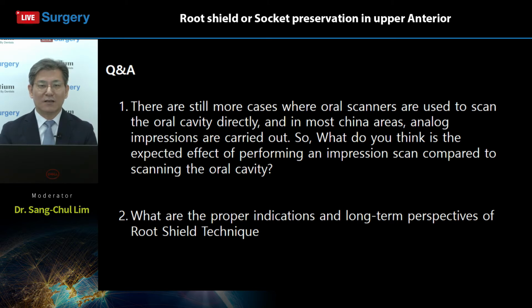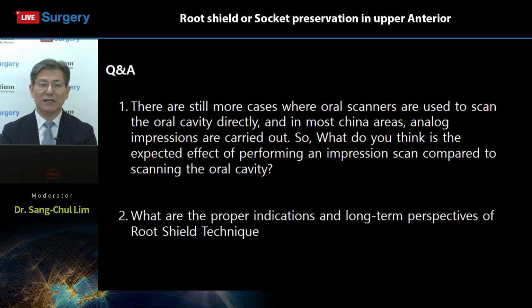So first of all, I suggest impression scan with a model scanner is the best option for you at first, and then co-work with your laboratory technician, and then moving to an intraoral scanner is a more acceptable option. And number two, what are the proper indications or long-term perspective of the root shield technique?